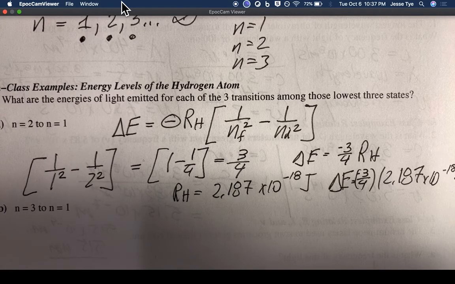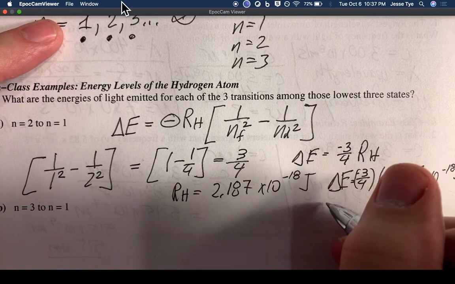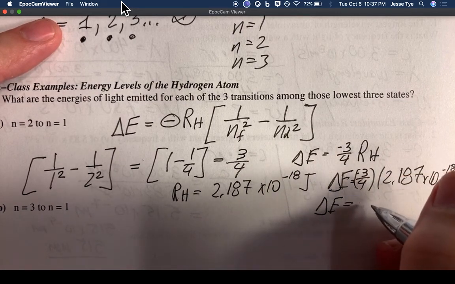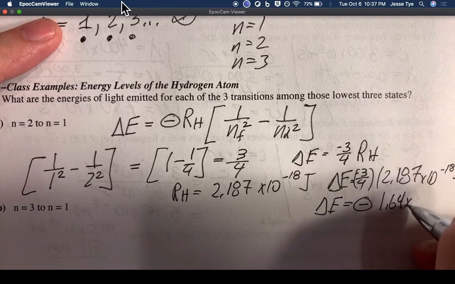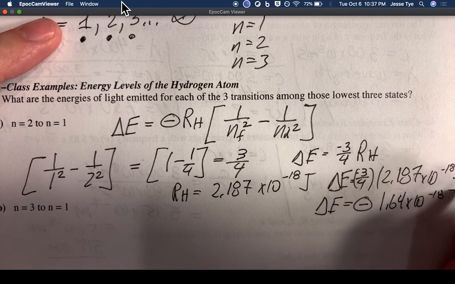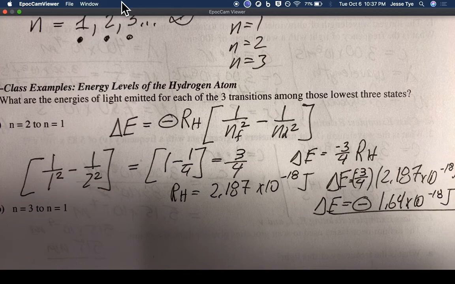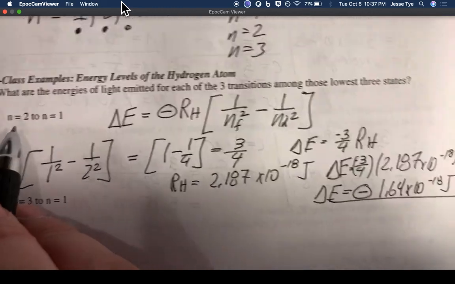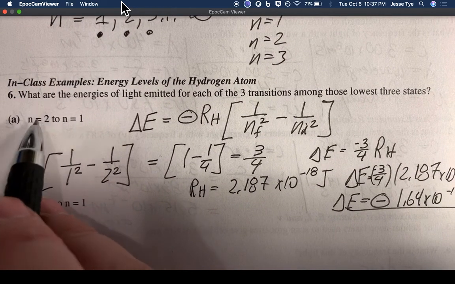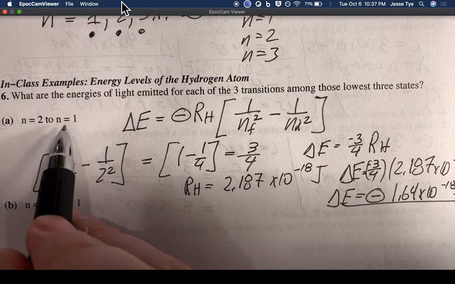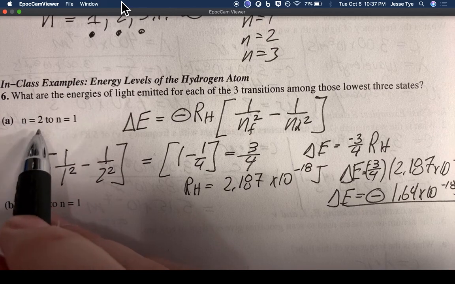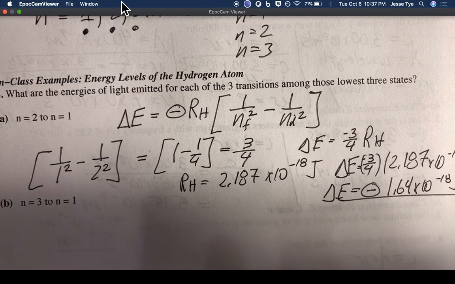Three-fourths times 2.187 times 10 to the minus 18. Okay, so the energy of this transition is, don't lose my minus, minus 1.64 times 10 to the minus 18 joules. And the reason that this is negative is we've taken a high energy state, the n equals 2 state for hydrogen is a high energy state, and we've allowed it to relax down to its normal, comfortable ground state. And so going from a higher energy state to a lower energy state releases energy. That's how we get that negative.